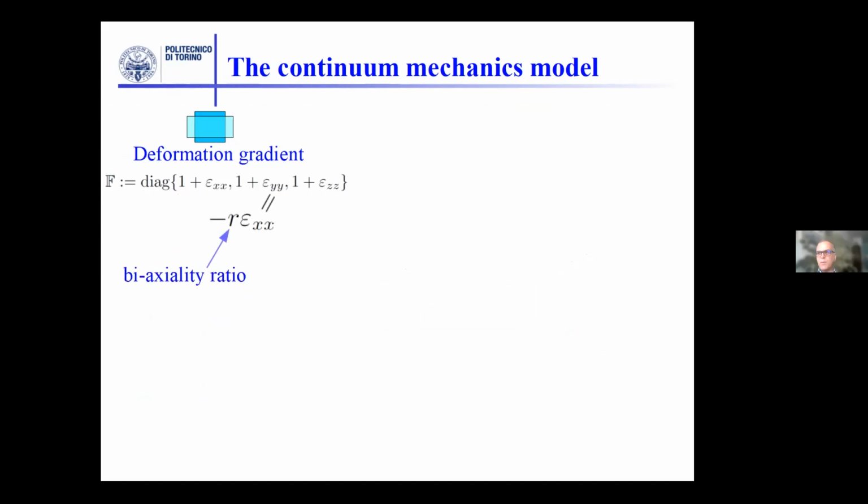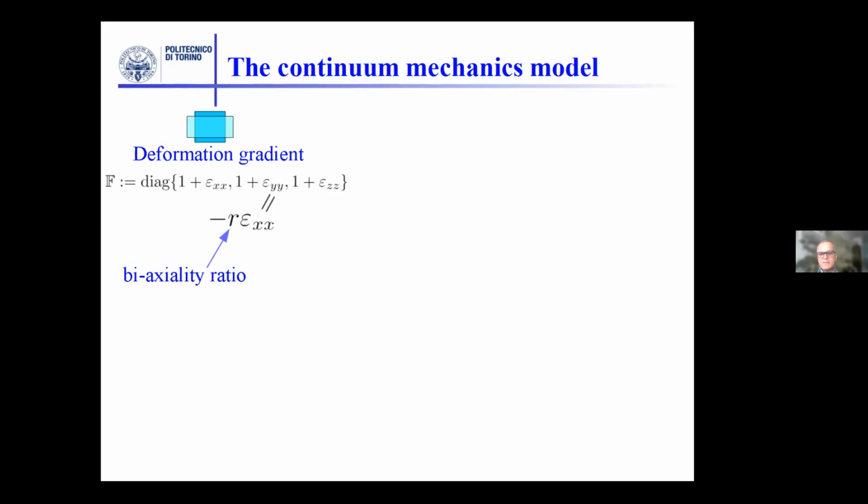And an important role will be played by what is called the biaxiality ratio. This number R measures how much your specimen is shrinking in the y direction with respect to what is elongated in the x direction. Okay?